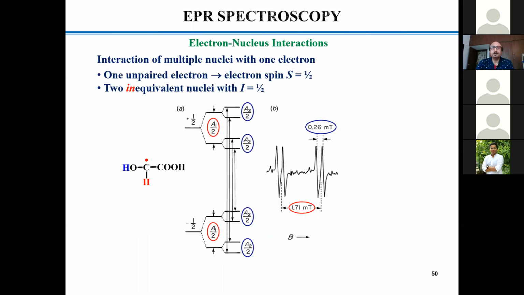But on the other hand, if you move to this molecule, you will see this is direct, so there is no question of missing.